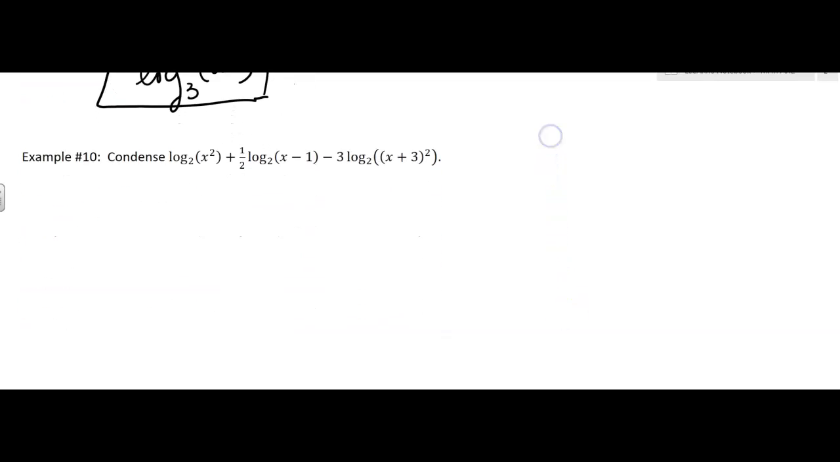Okay, so you can go 5 times 8 is 40, divided by 2 is 20. So log base 3 of 20, which is a number, and we'll learn how to put that in a calculator pretty soon. Okay, now we have another one to condense.